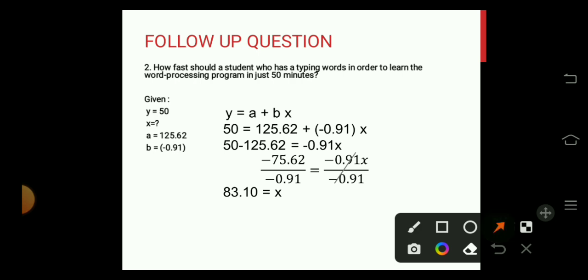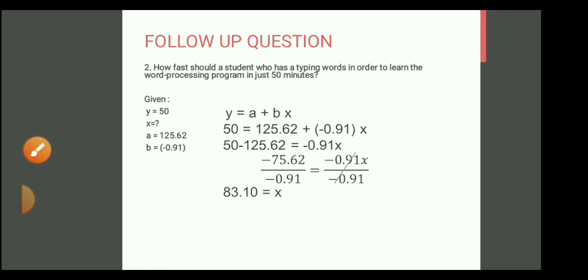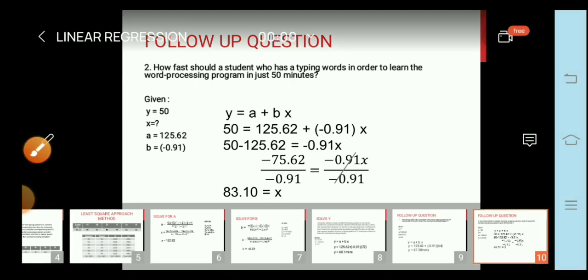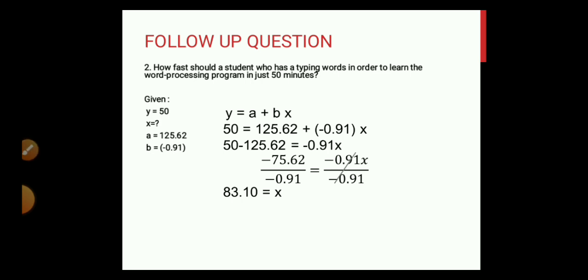To get the value of x, we need to divide by negative 0.91 so it cancels and only x remains. The same applies on the other side, we need to divide as well. So we have a value of the independent variable of 83.10. This means that in just 50 minutes, the average student can type 83.10 words per minute.